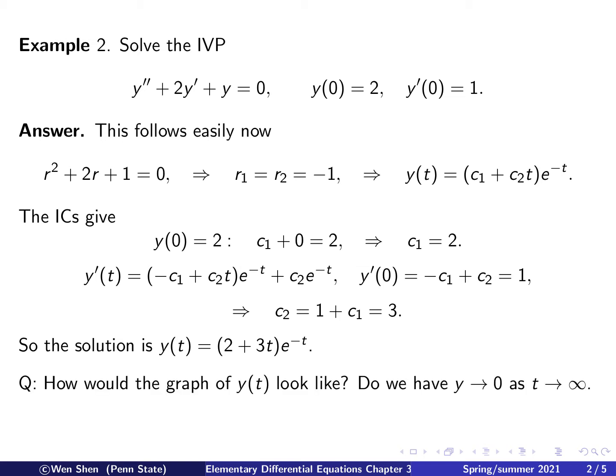Okay, so let's ask one more question here. How would the graph of y look? What about the asymptotic behavior? Does y go to 0 as t goes to infinity? Okay, so I leave this question to the readers and viewers to try to figure out. And the hint will be an example we had in the previous video. If you forgot, you can take a look and that will help you answer this question.